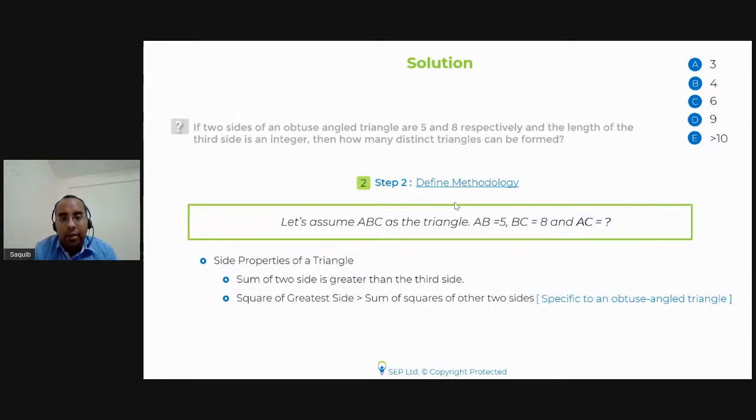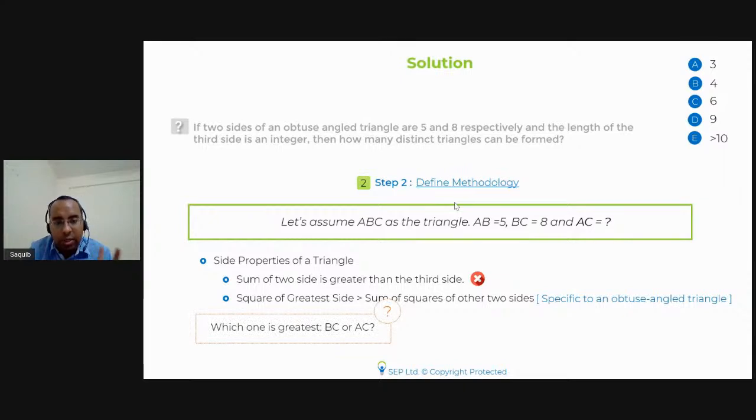In an obtuse angle triangle, the square of the greatest side, whatever the greatest side is, should be greater than the sum of the squares of the other two sides. So these are the two properties that you need to use, both of them, guys, to get the answer. Those of you who use just the first property, just the first one, you'll end up making a mistake.